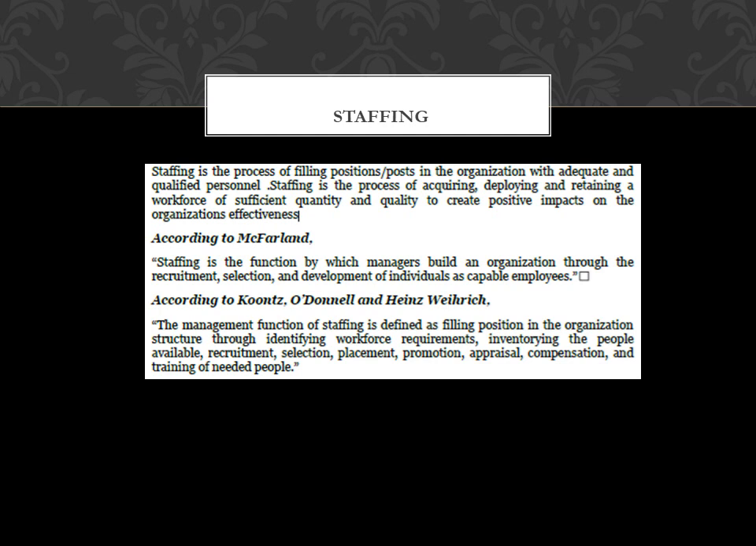According to Koontz, O'Donnell and Weihrich, the management function of staffing is defined as filling positions in an organization structure through identifying workforce requirements, inventorying the people available, recruitment, selection, placement, promotion, appraisal, compensation, and training of needed people.